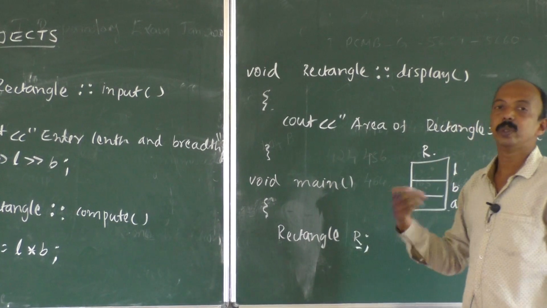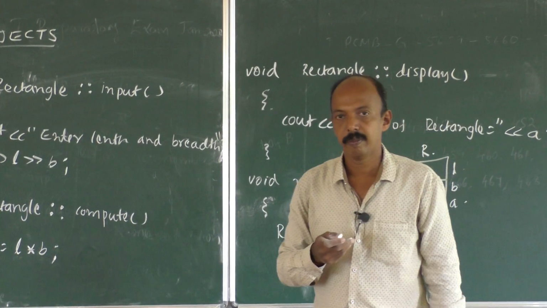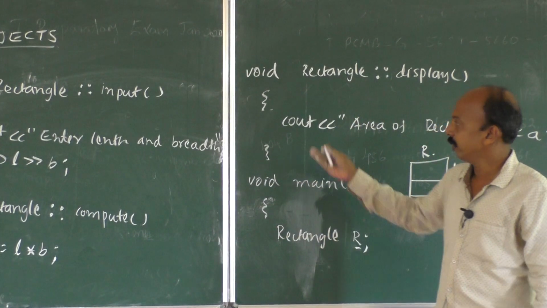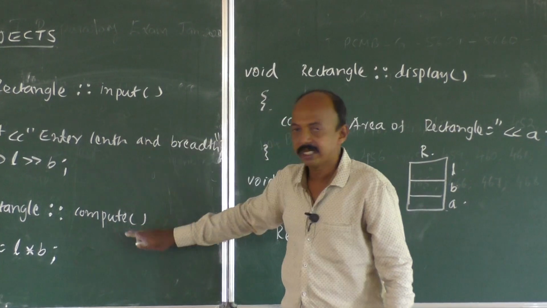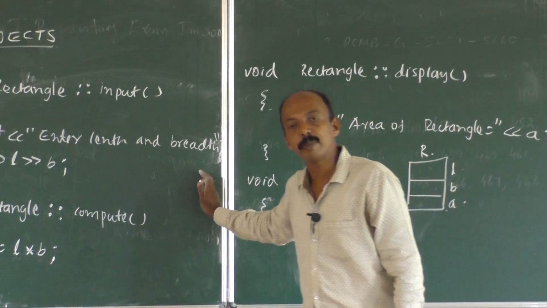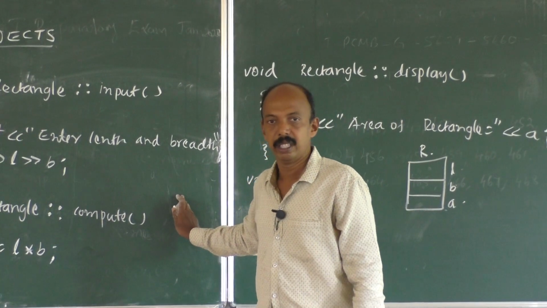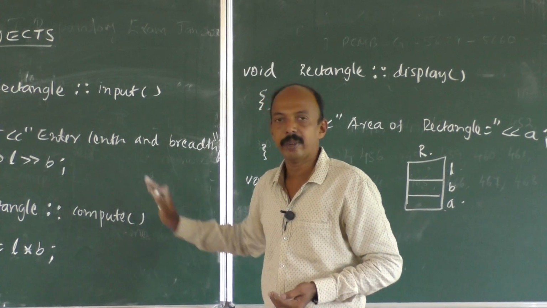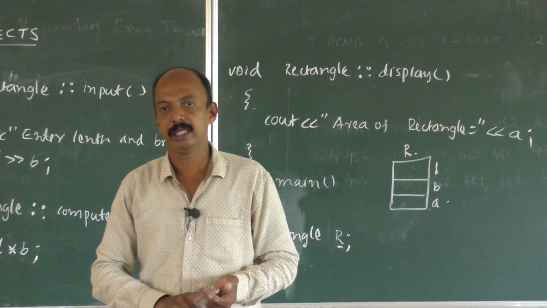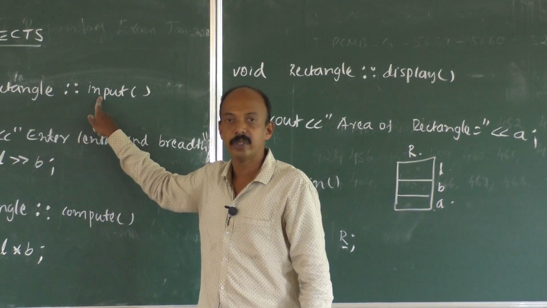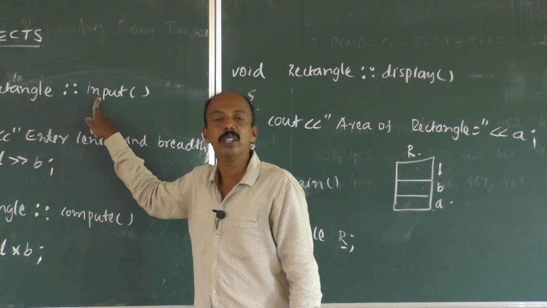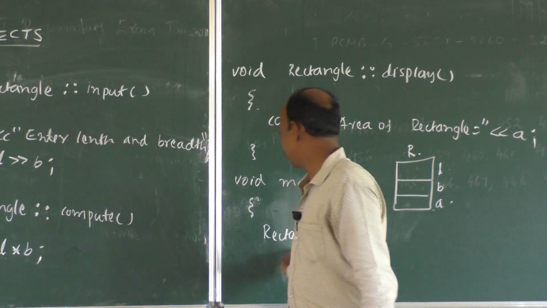So next what we should do? We should input the values. How to input the values? Just remember the syntax. Whenever we are going to refer any of the functions here, the function directly cannot be called. Function has to be called with respect to an object. So before calculating the value, we need to input the value of length and the value of breadth. So which function has to be called? The function input has to be called. But we know that function can be called with respect to an object. Which is the object? Object is R.